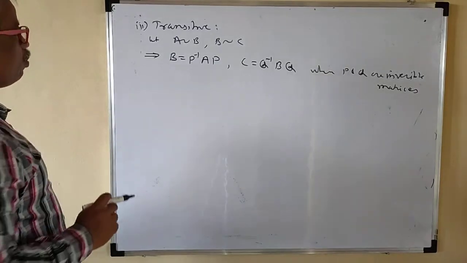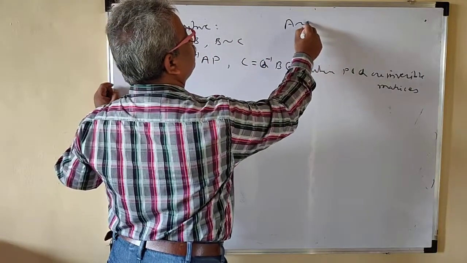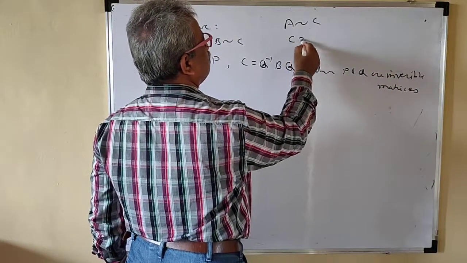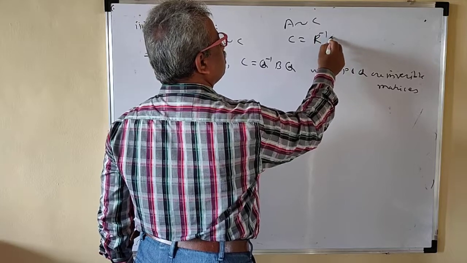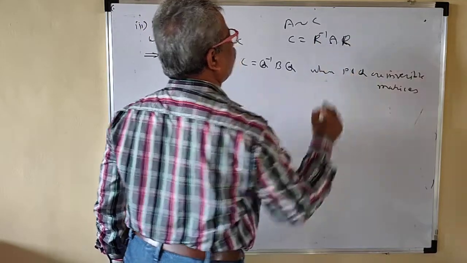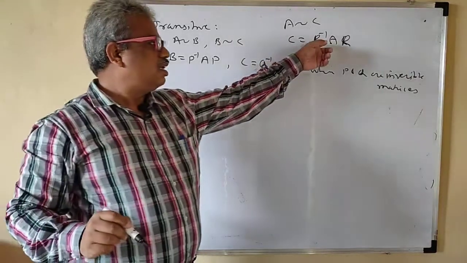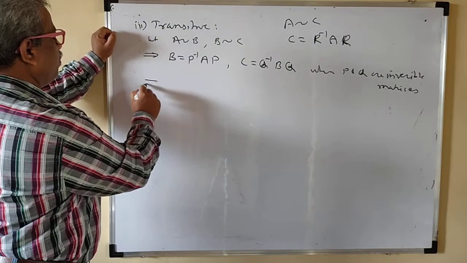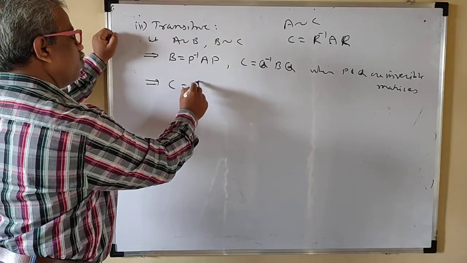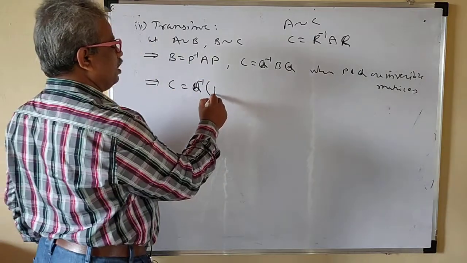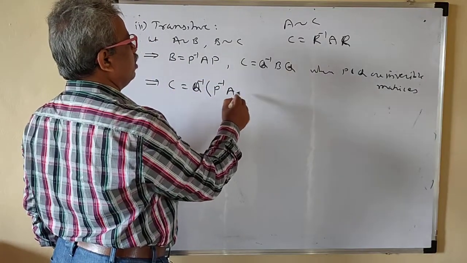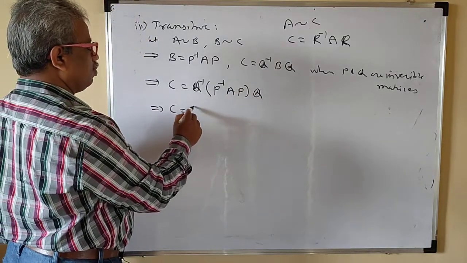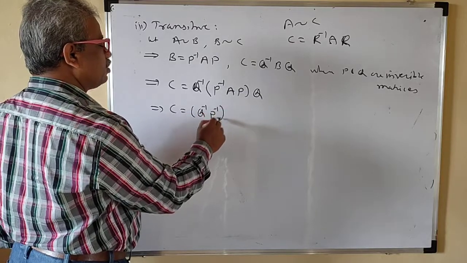Now what you have to prove is that A is related to C. That means you have to prove there exists an invertible matrix R such that C is equal to R inverse A R. Now this implies that C is equal to Q inverse, and I put the value of B here, P inverse A P Q. So C is equal to Q inverse P inverse A PQ.